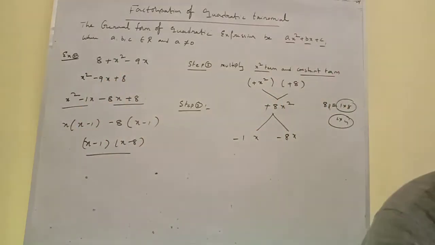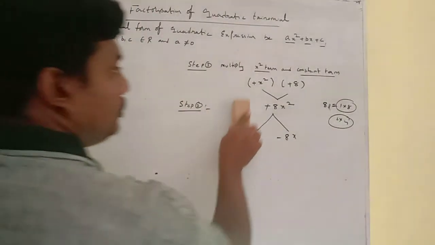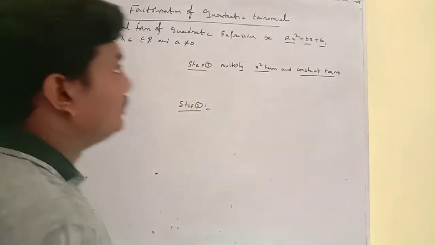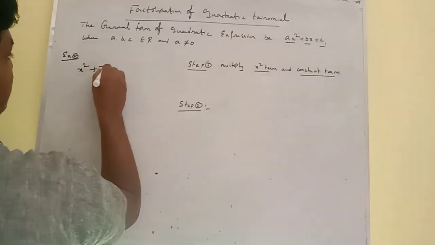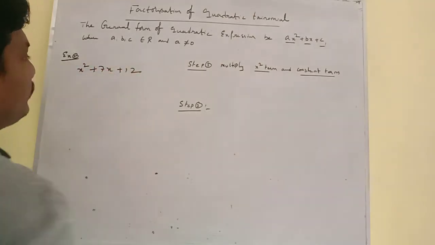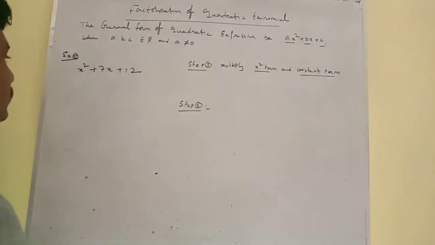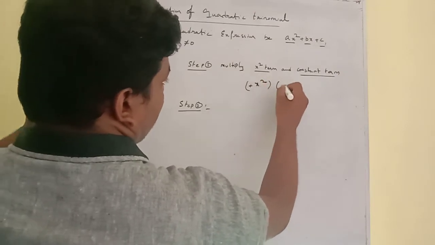So for better understanding, we are going to another example for you. Students, observe carefully. This is a very important process. So this is x square plus 7x plus 12. So how do we solve this one? Here also the x square term is plus x square, and this is plus 12.